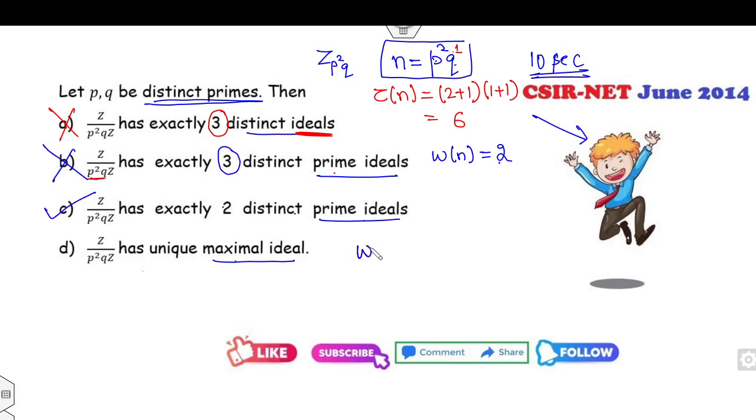Maximal ideal. Maximal ideal is omega of n again. That is again 2. But he said unique, that means 1, which is not possible. So the right answer of this problem is C. And you can see how many seconds you needed to solve the problem. I think you needed a maximum of 10 seconds to calculate this problem.